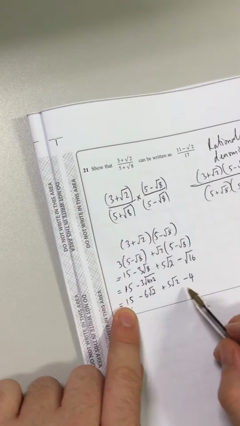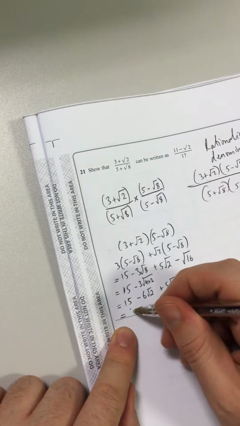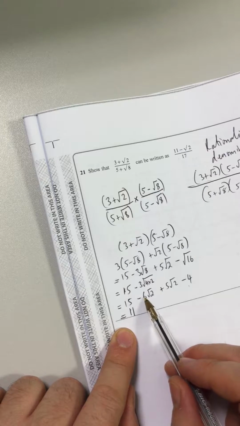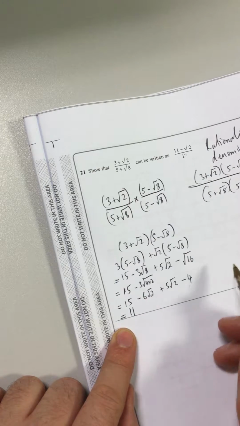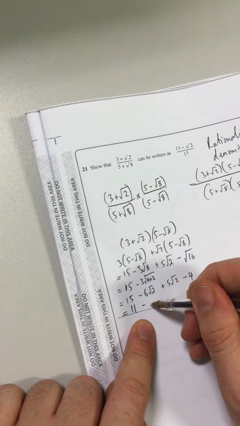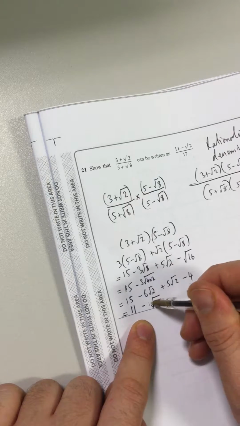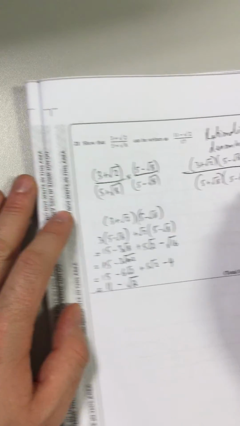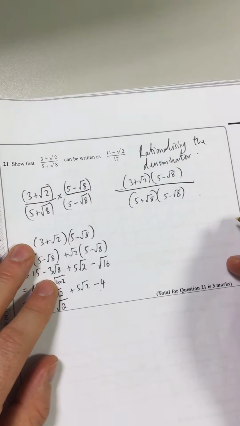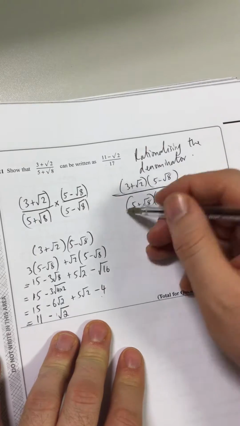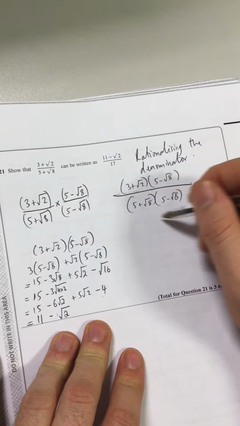So now I've got 15 take away 4, which is 11, which is looking good. I've got minus 6 root 2, add 5 root 2. Just think about 6, add 5, it's minus 1. So it's minus 1 root 2, but you don't need that 1 there. So that's the top of my fraction. Not a lot of space, quite tight on this one. Probably because I wrote it there, you probably start working out here. Now I'm going to do this bottom one here.